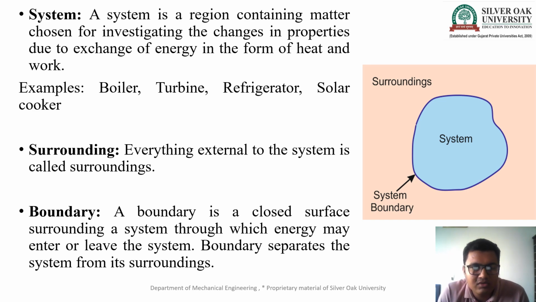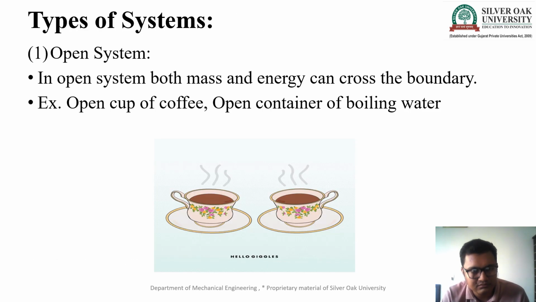Now we talk about the surrounding. Everything external to the system is called the surrounding. And what is the boundary? The boundary is the closed surface surrounding a system through which energy may enter or leave the system. The boundary separates the system from its surrounding.